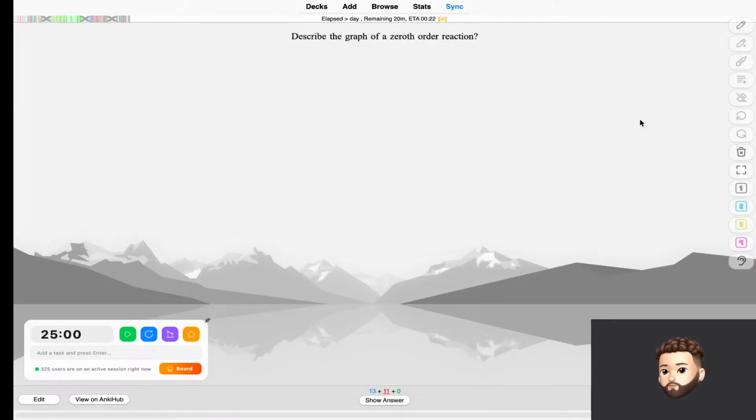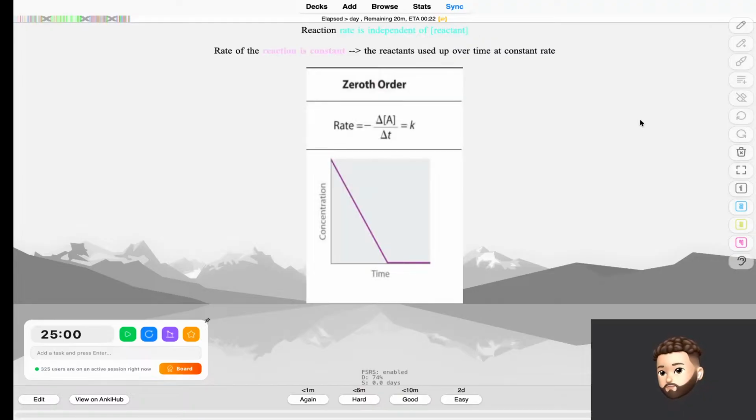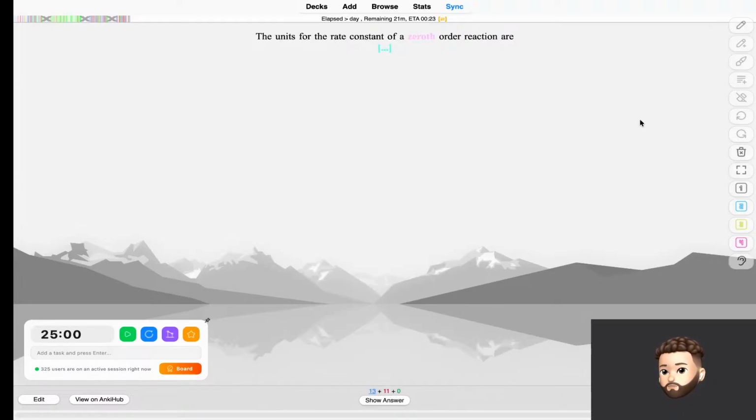Describe the graph of a zeroth order reaction. The rate is constant and it's decreasing over time. Rate is independent of reactant. The units are molarity per second. I always do this, mixing up the units.